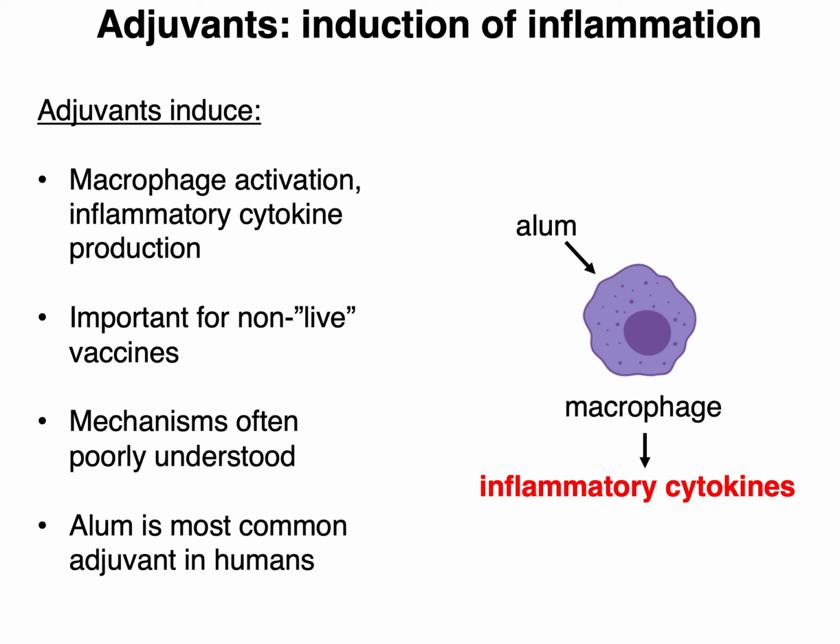How do we get these vaccines to work? Well, especially in the case where we use a killed or subunit vaccine, we need something to help induce an inflammatory response so that we can generate a robust immune response to the vaccine. And that is where adjuvants come in. Adjuvants are products that induce an inflammatory response. The mechanisms are often poorly understood. This is an area that requires a lot more study. Alum is the most common adjuvant in humans.